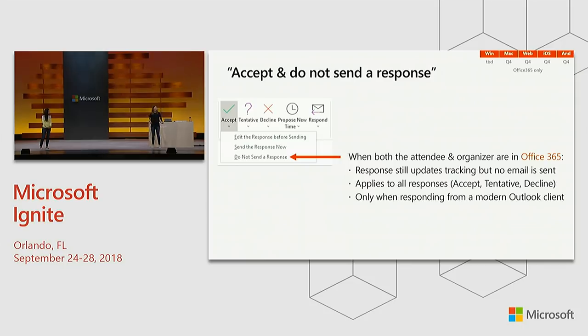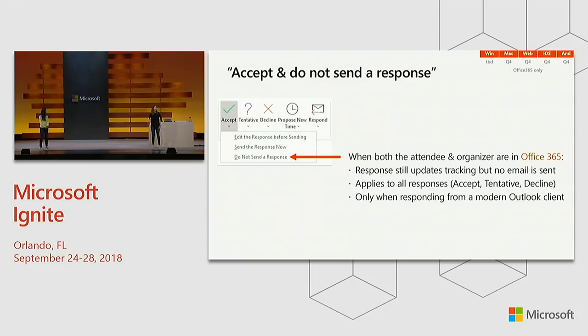We got overwhelming feedback from the community that actually when you say do not send a response, the attendees are still expecting that the organizer's tracking list is updated, but just that no email is sent. As y'all probably know as expert Outlook Calendar users, currently only the attendee sees their own response, and the organizer doesn't see anything.